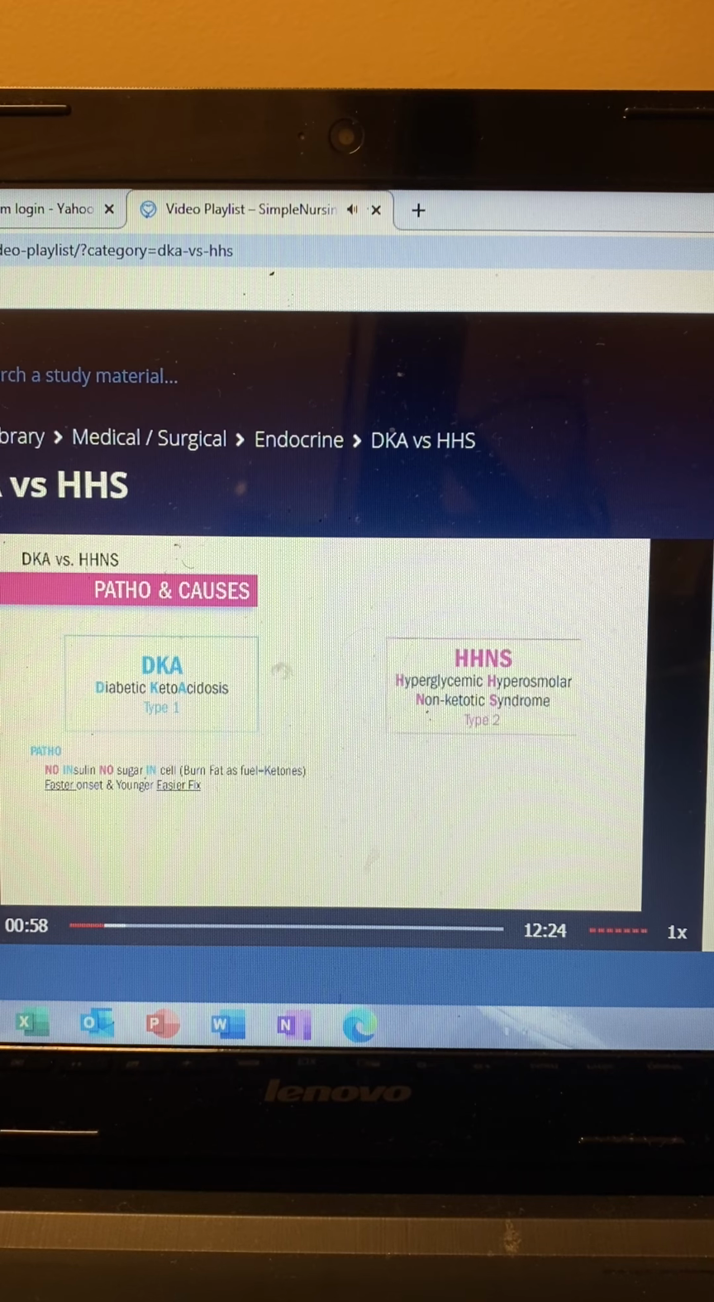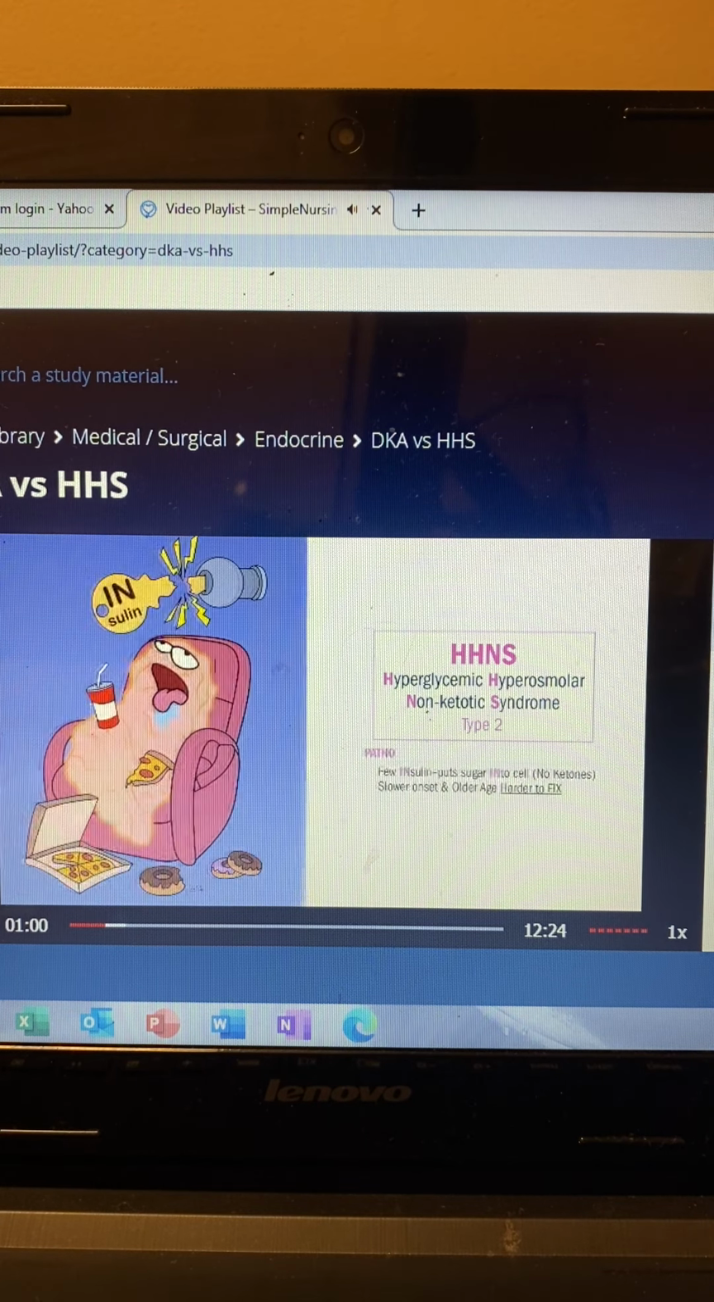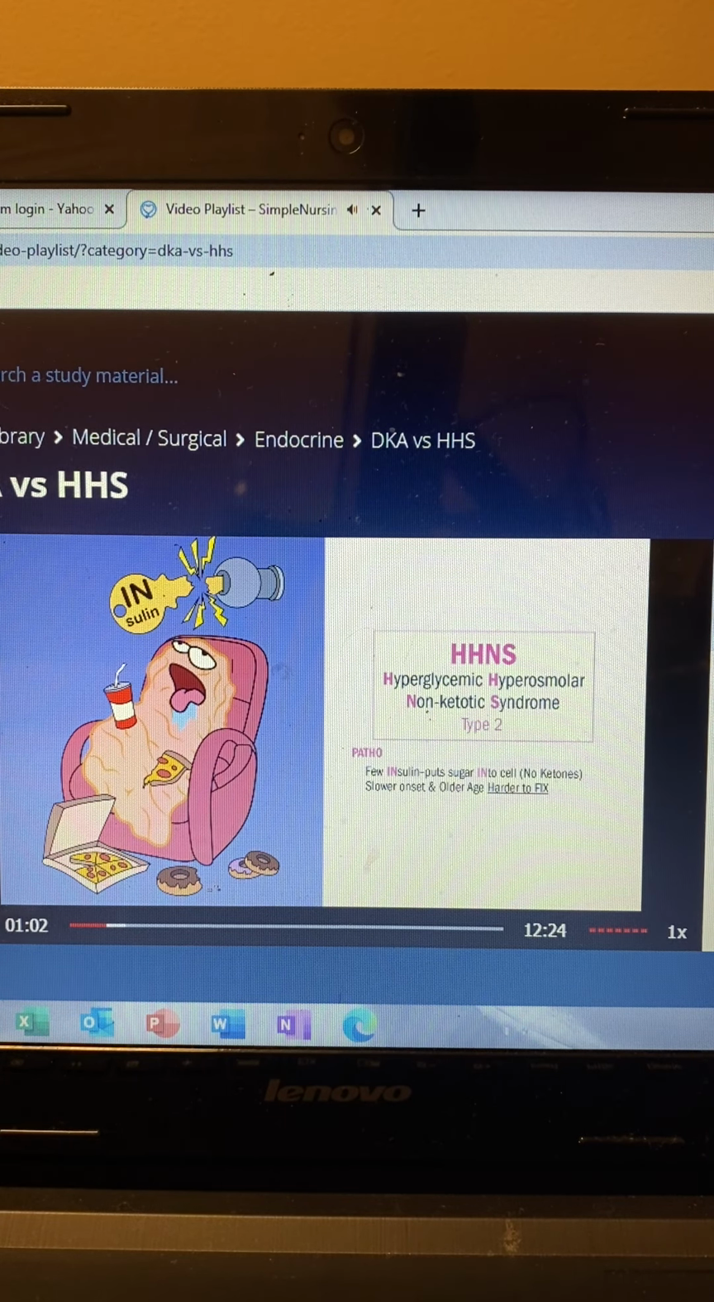ketoacidosis. Now type 2, we have few insulins barely working. So HHNS or just HHS, let the name help you. So hyperglycemic, we have the higher sugar. Hyperosmolar, we have very thick dehydrated blood. Guys, huge dehydration here. And non-ketonic, we have no ketones, and S is for syndrome.